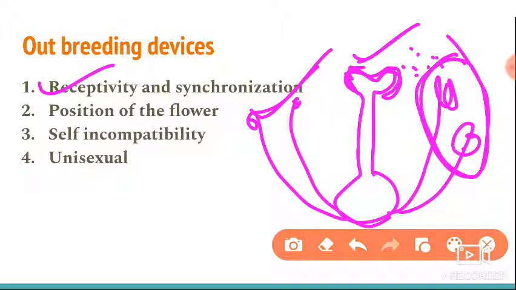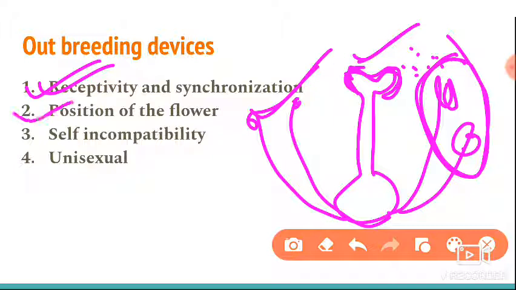The time duration is different here, and this time variation can occur, so they can avoid inbreeding depression and avoid self pollination. If the stigma is not ready to accept the pollen grains, how can pollination occur? Or if the stigma is ready to receive the pollen grains but the anthers are unable to produce them, how does pollination occur? Like this, plants avoid self pollination. That is the first one, receptivity and synchronization.